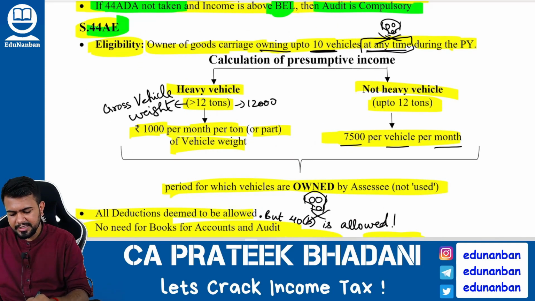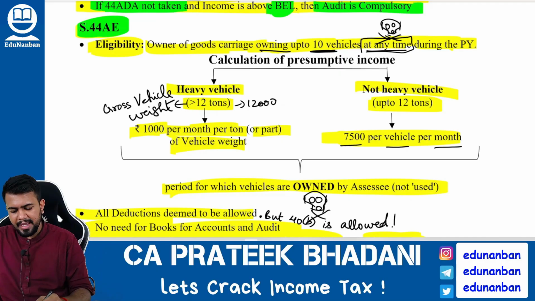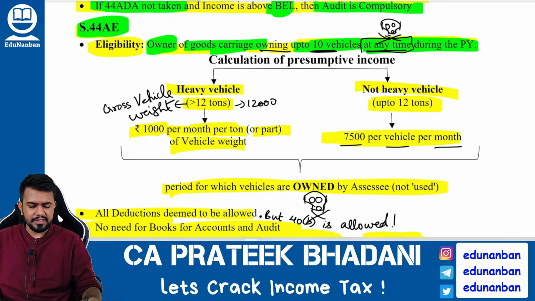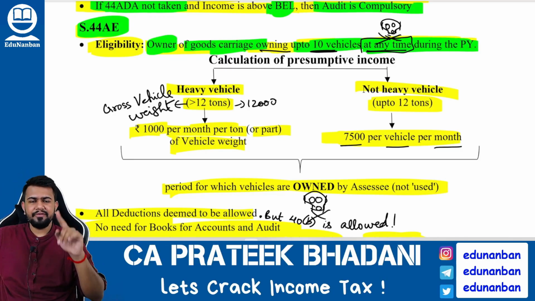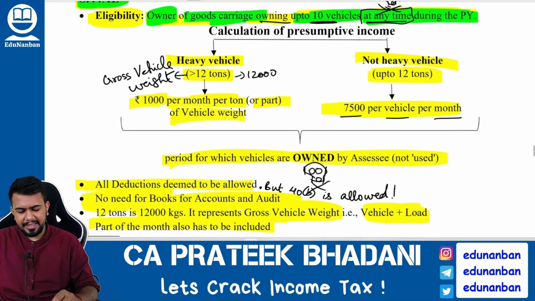Next, let's talk about section 44AE. Who can opt for section 44AE? Any person who is the owner of goods carriages up to 10 vehicles at any time during the previous year. At any time during the previous year, maximum how many vehicles should I have? 10 vehicles. Only then can I come in this section. What if during the previous year I have 11 vehicles just for one day? Even if for one day alone I am having more than 10 vehicles, I cannot come in this section. That is the first point.